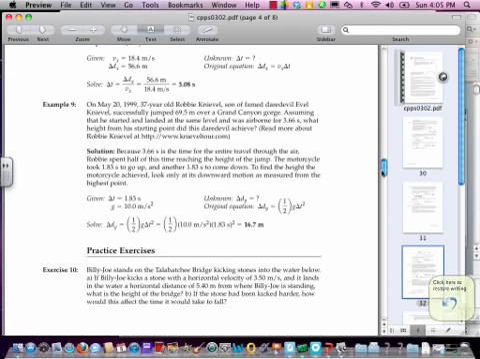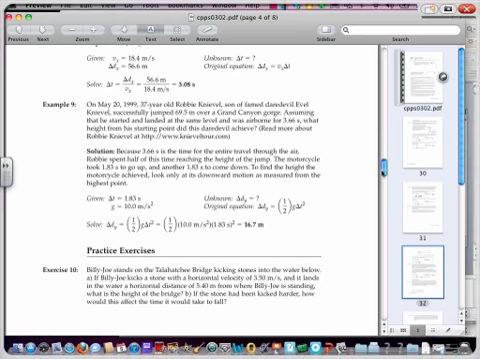All right, one last one. On May 20, 1999, 37-year-old Robbie Knievel, son of famed daredevil Evel Knievel, successfully jumped 69.5 meters over Grand Canyon Gorge, not George. Assuming that he started and landed at the same level and was airborne for 3.66 seconds, what height from his starting point did this daredevil achieve?